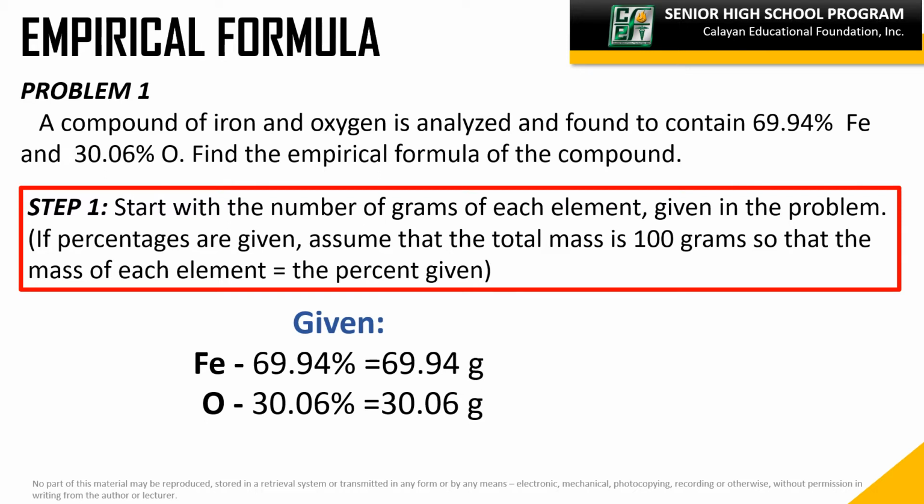We have to start with the number of grams of each element given in the problem. If the percentages are given, assume that the total mass is 100 grams, so that the mass of each element is equal to the percent given. On this problem, we have 69.94% of iron, so that is equal to 69.94 grams. For oxygen, we have 30.06%, so that is equal to 30.06 grams.